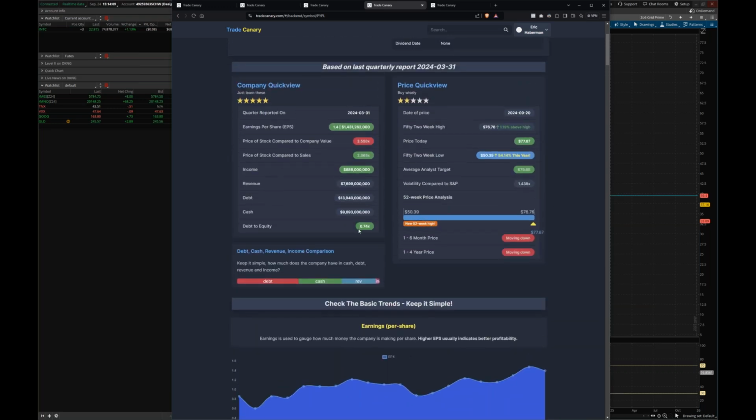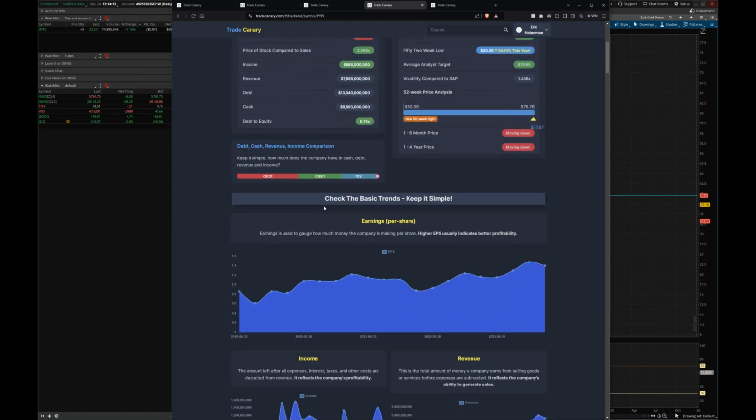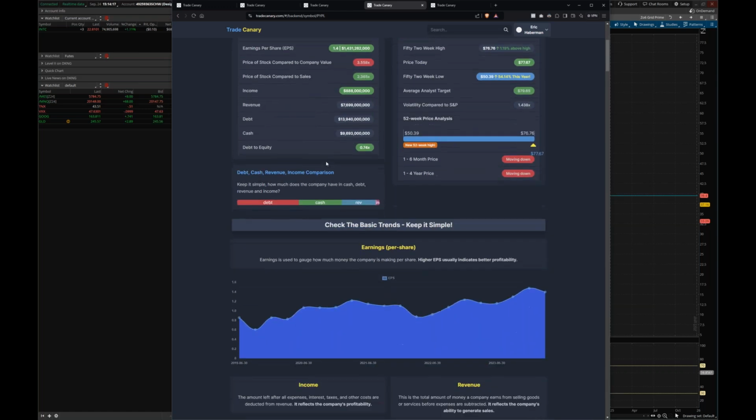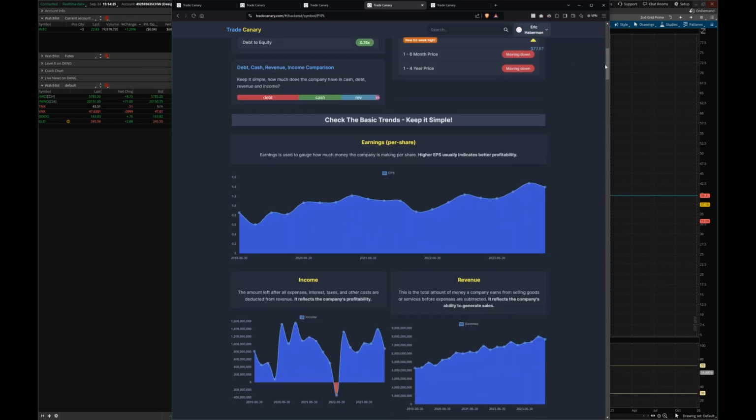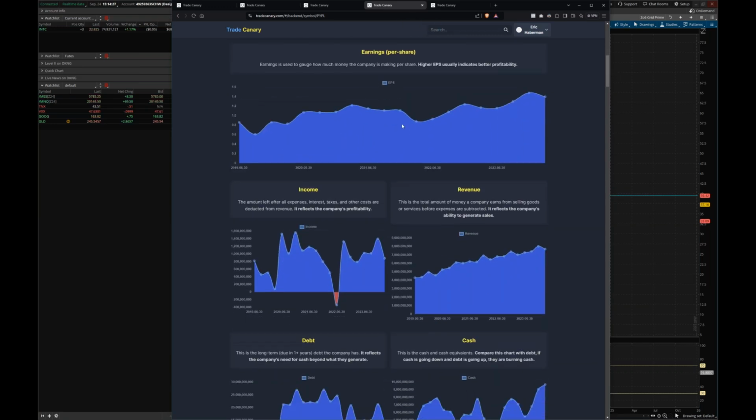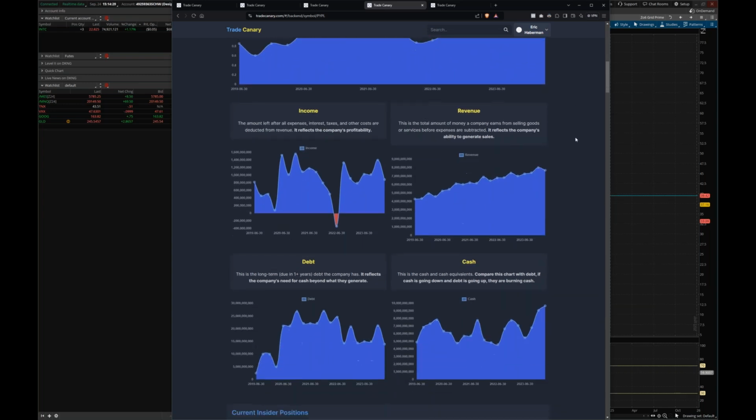So quick scan this. If you don't have time to figure out all this stuff, look for green on the screen, look for a decent ratio here, and understand what you're buying into. You know, diamond mining in Africa, if you don't know anything about it, you probably don't want to buy the stock. All right, quick scan, PayPal, earnings per share, trending up.